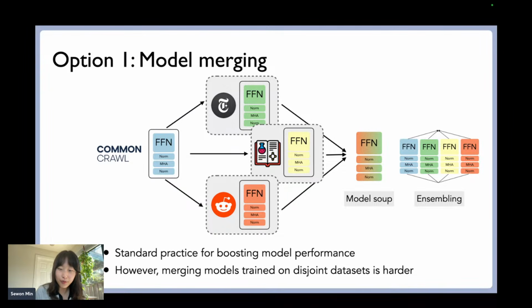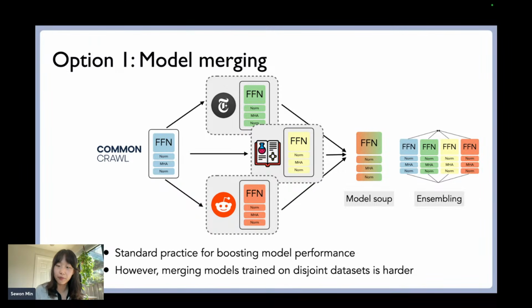So both model soup and ensembling are actually standard practices in standard language model training for boosting model performance. So for instance, what people often do is they have a pre-trained model, and then for mid-training, they have a set of slightly different data mixtures, train on each of these data mixtures independently, and then do model soup. That is a pretty standard practice.